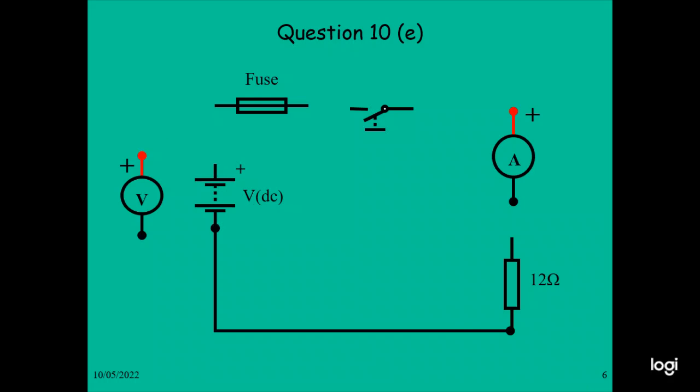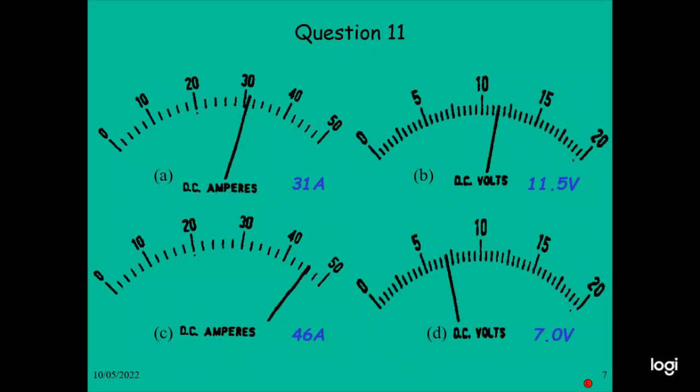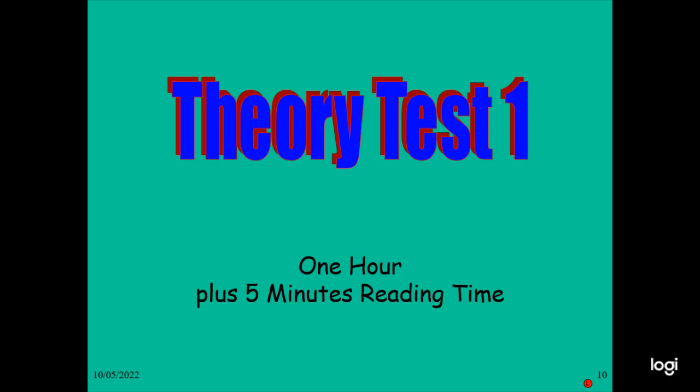So this is a connection of the electrical circuit diagram, the reading of the voltmeter and ammeter. And this is resistance measurement, the reading of the meter.